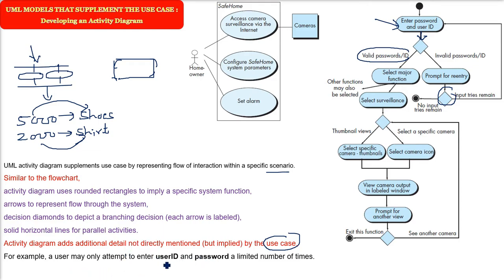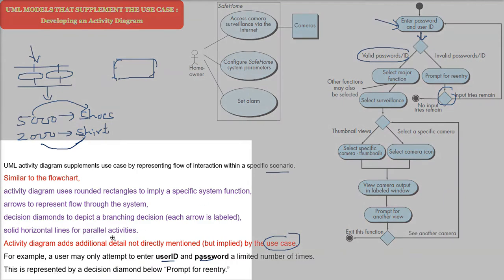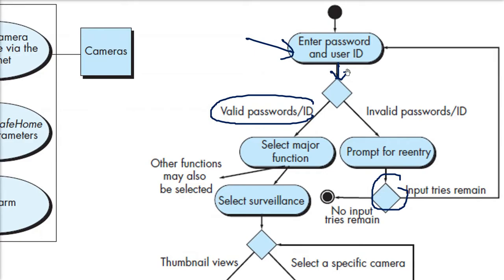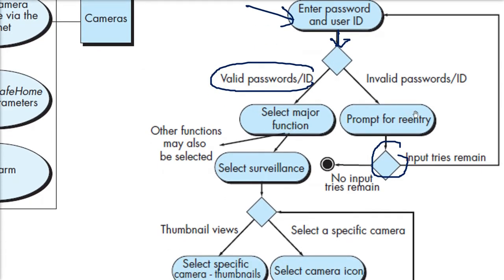For example, just see an example. The user can give the user ID and password, but in the use case we have not talked about how many number of times. If you see here in the activity diagram, when we are prompting for re-entry, the username password is entered, we are prompting for re-entry. That is, how many times he has to enter. If he fails, then the number of times, 4 times, 5 times, 10 times, whatever you want to give. So this condition is given in the activity diagram. So entering password, if valid password, it is okay, we select the major function.